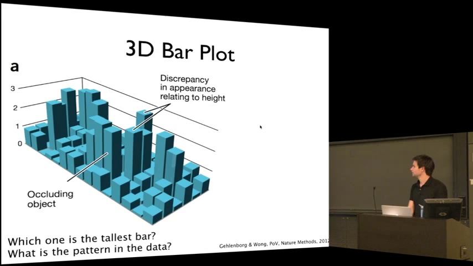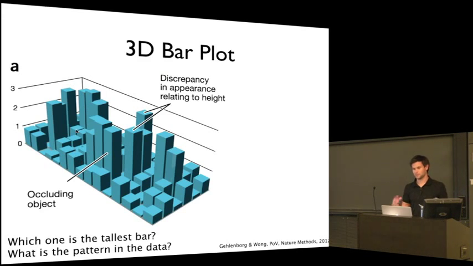So what's happening is you have bars that occlude other bars. And as I said, you would actually need to rotate this to make the bars in the background visible. And of course, you can't do that with a figure in the paper. So this is bad. And also there is a difference in the appearance of the relative height.